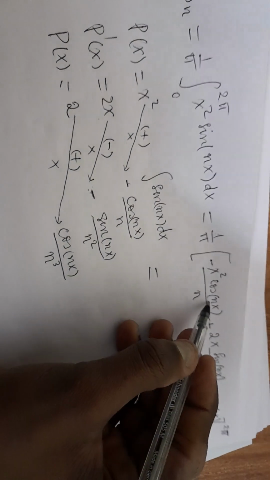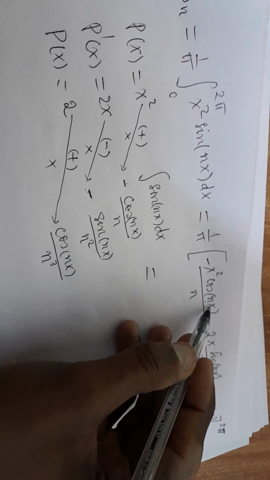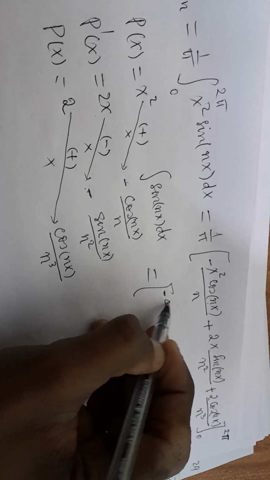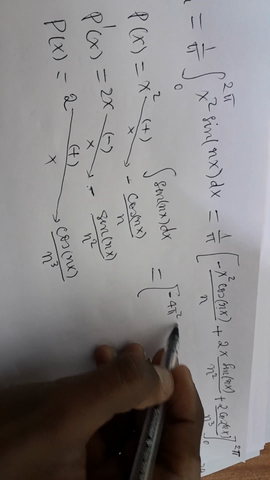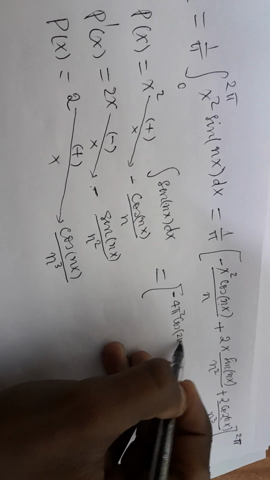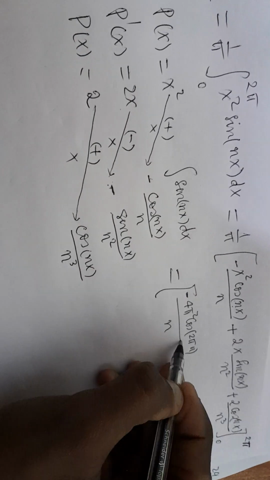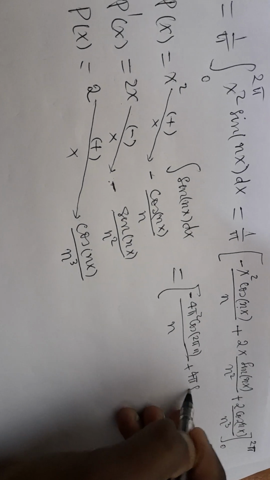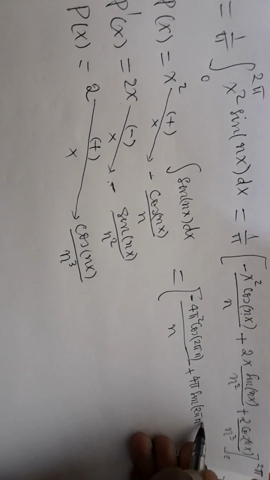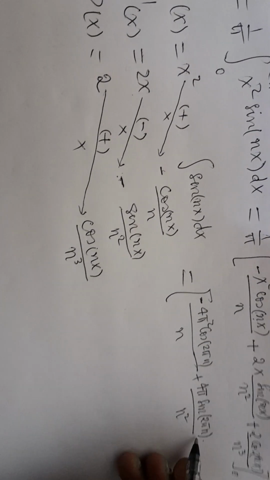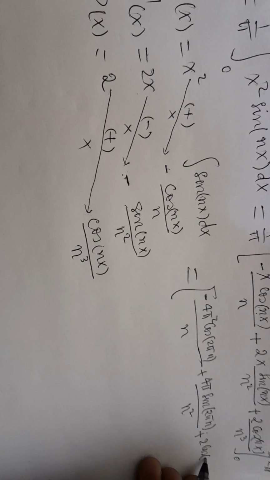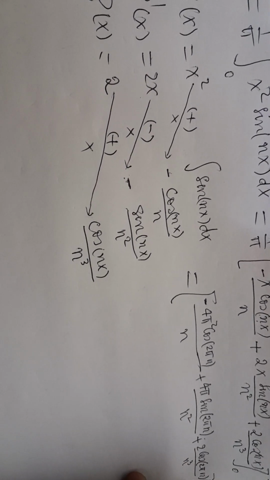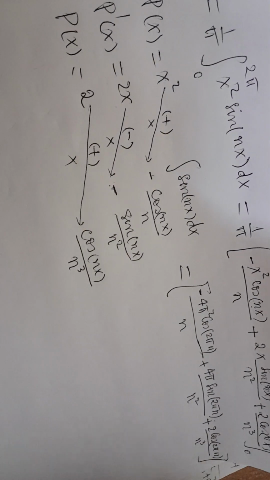Put 2 pi here, and you will have 2 pi n here, and here 2 pi. This will be minus 4 pi squared, and here we know cos of 2 pi n upon n, plus here substitute 2 pi, it will be 4 pi, and here you get sin of 2 pi n upon n squared, plus 2 cos of 2 pi n by n cubed. It is in between 2 pi minus 1.